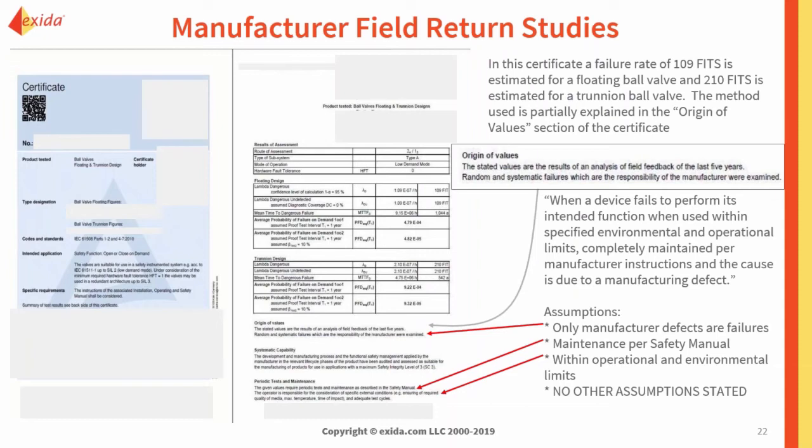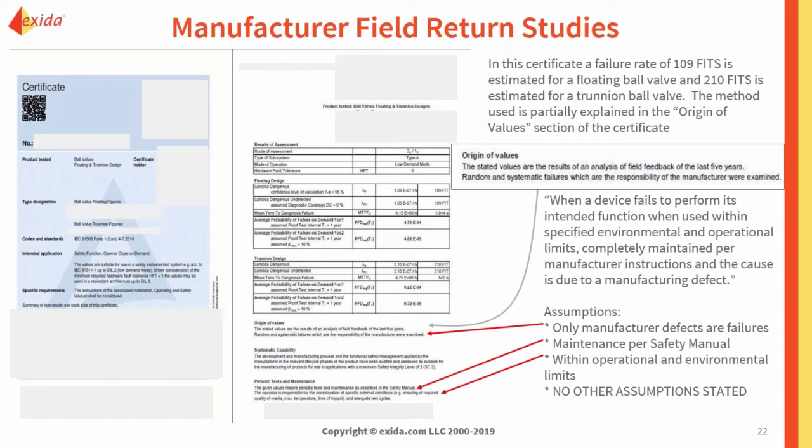So on this example, someone sent this and said, does this make sense? We have questions about it. So on the certificate, this shows a failure rate for a floating ball valve of 109 FITs and a trunnion ball valve of 210 FITs. And on the certificate, it says the origin of the values, and it explains that these values are a result of analysis of field feedback from the last 5 years. Random and systematic failures, which are the responsibility of the manufacturer, were examined. And then below it, it lists the assumptions.